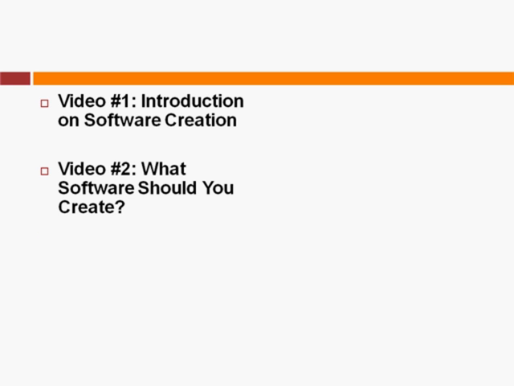Video 2 is going to be about what software should you create. If you're just getting into this, you probably don't have a software idea already. So you need to have a software idea before you create a piece of software, right? It's just like writing an ebook. You need to know what the topic's going to be about before you write the ebook. Same concept. Alright, so in that video I talk about ideas.